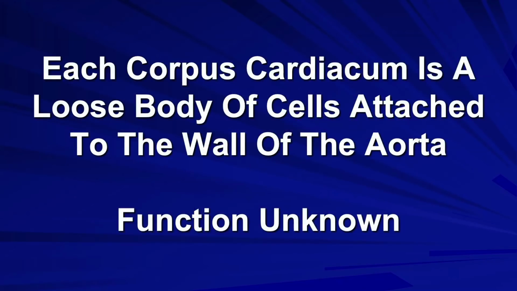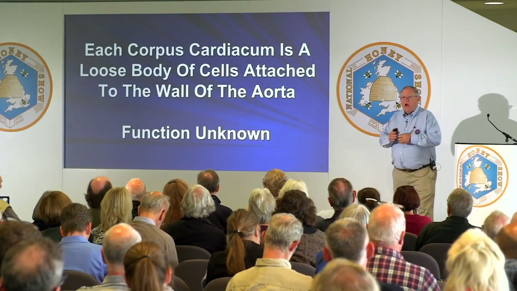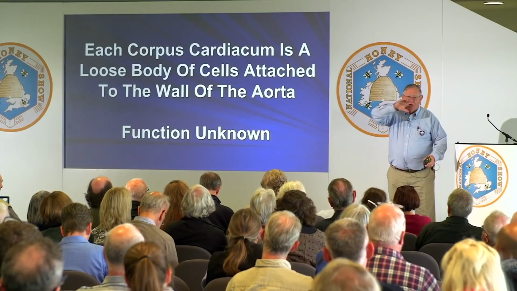The corpora allata are two globular organs found on the sides of the esophagus behind the brain. And then the corpora cardiacum or corpora cardiaca is a loose body of cells attached to the wall of the aorta. The aorta is the heart of the honeybee. It's in the dorsal part of the body, and it pumps blood from the posterior part of the organism to the front part of the organism, both in adults as well as in larvae.